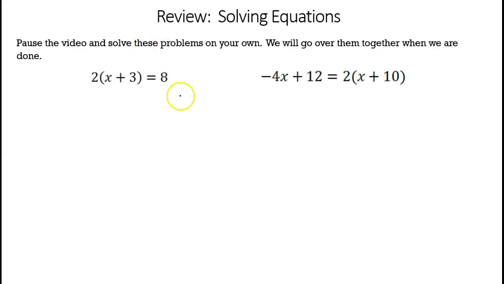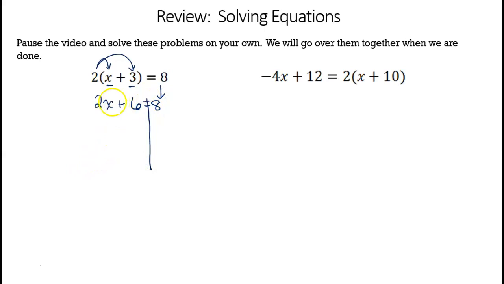Welcome back. You should have looked at this first equation and noticed that we want to get rid of these parentheses. Unfortunately, I can't add x and 3 because they are not like terms. So your first step in solving any equation that has parentheses is to distribute. When we distribute, we're multiplying the number in front of the parentheses times both of the terms on the inside. So this becomes 2x plus 6. The 8 is not in the parentheses, so we just bring it down.